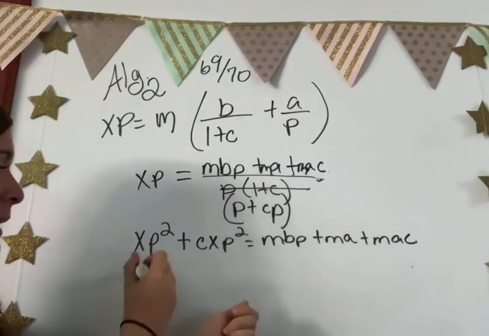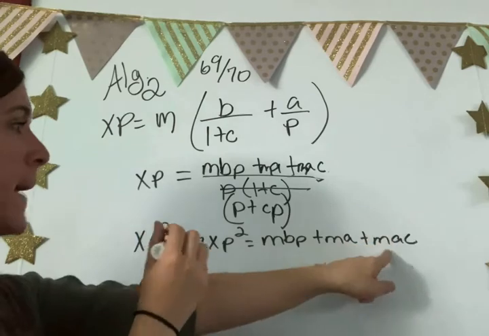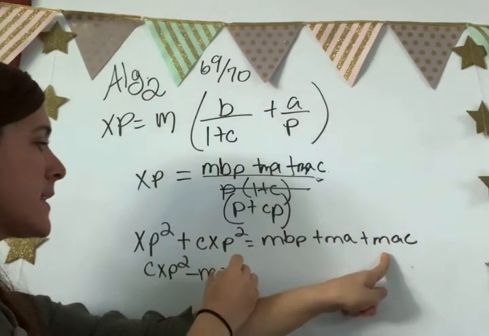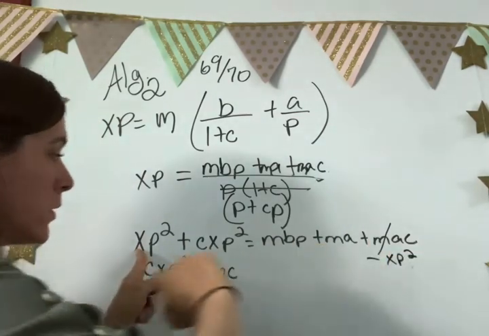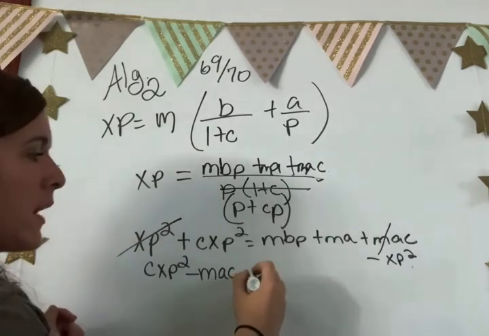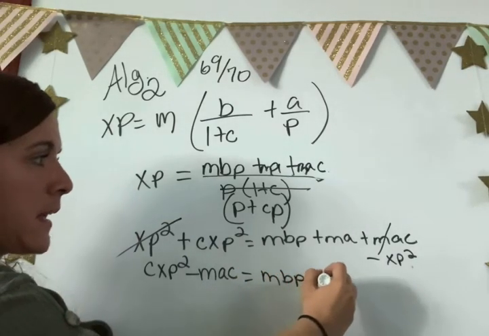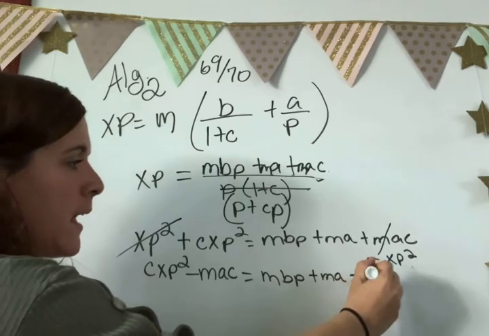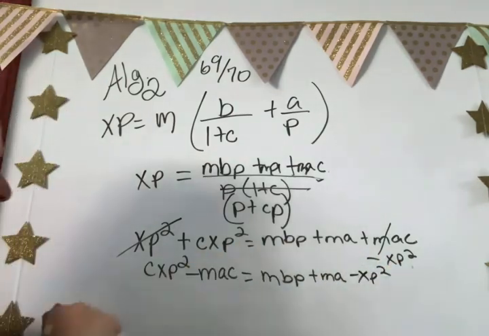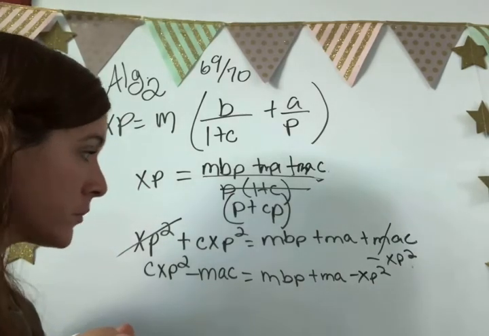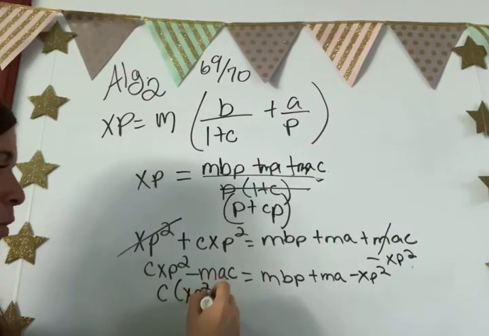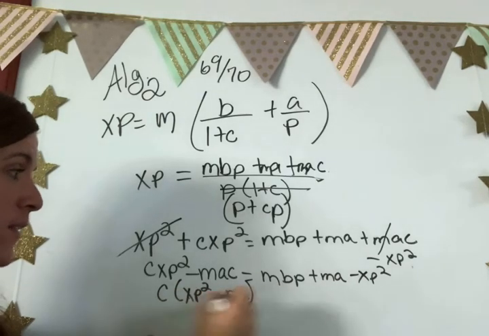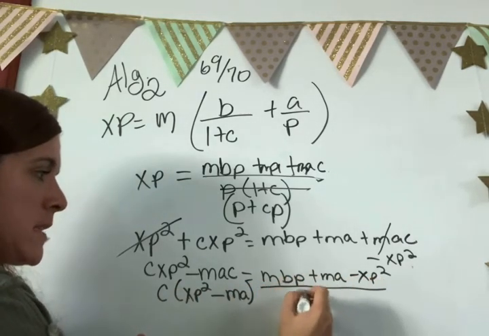So over here I'm going to keep CXP squared minus MAC. So that's off of this one. And then I'm going to move this over here. That's minus XP squared. Okay? So now this is gone. So here we have equals MVP plus MA minus XP squared. Okay? Whew. Then I'm going to take out my C, factor it out. So you have left XP squared minus MA equals all of that. So I'm just going to take this and divide it over here. XP squared minus MA.